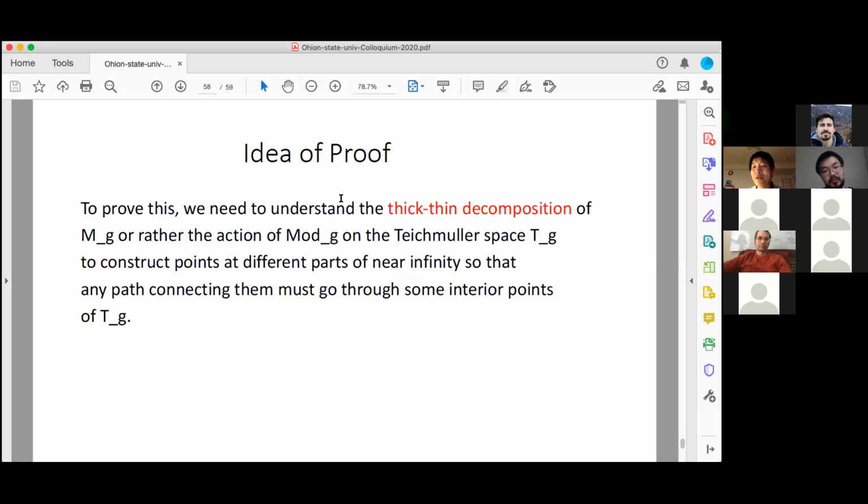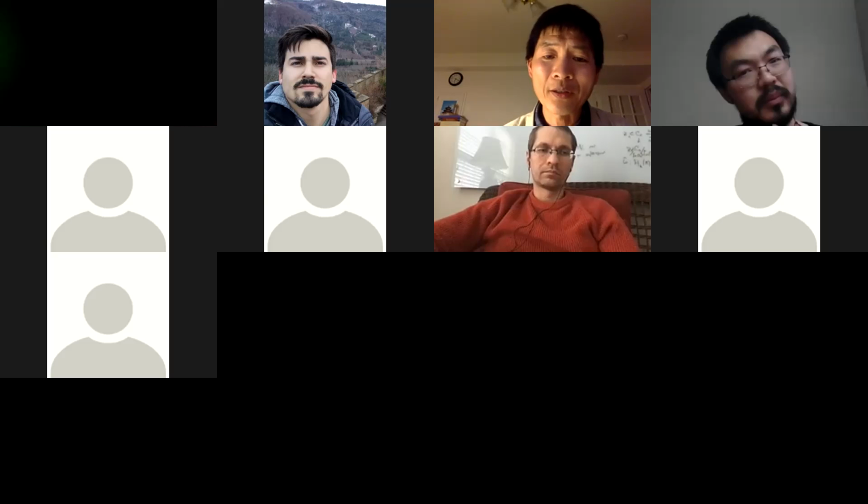You say I pinch along geodesics that are not conjugate under the mapping class group. Yeah, that's roughly the idea of the proof. The proof is very complicated. Somehow I have to choose some points which lie in the cusp of AG, but they have to go through the thick part of the moduli space. Does this answer your question? Yeah, that helps. I get the idea.